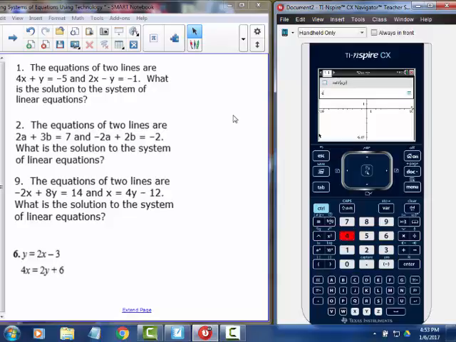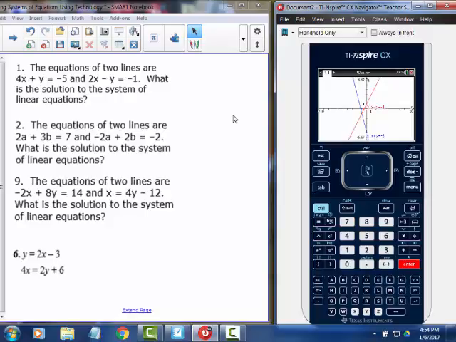So we just want to type in 4x plus y equals -5. We hit enter and we have our graph. Now we hit the tab and we type in the next equation, 2x minus y equals -1. And we press enter. And now we're looking here at where they intersect.